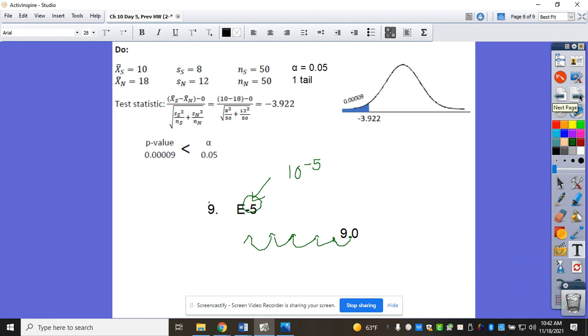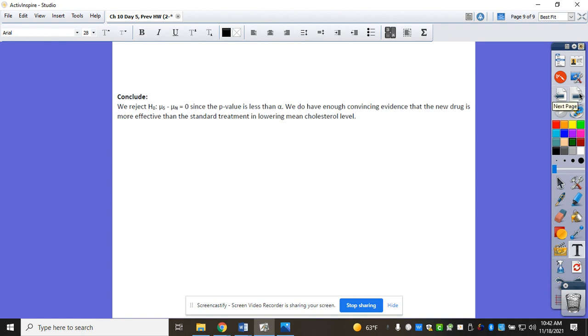And that's a really, really small p-value, which means we reject the null hypothesis since the p-value is less than alpha. We do have enough convincing evidence that, and I would just write the alternative hypothesis there. Questions with homework?